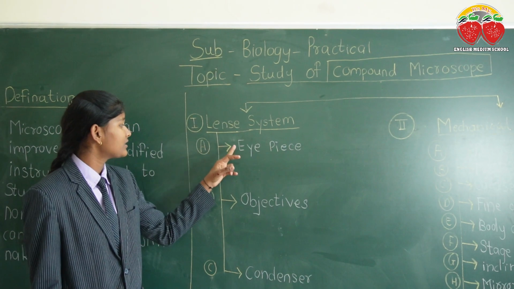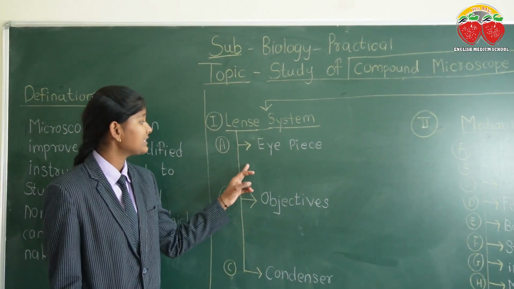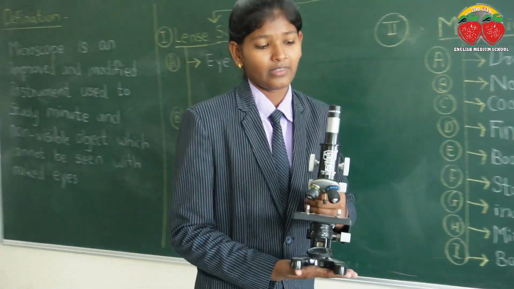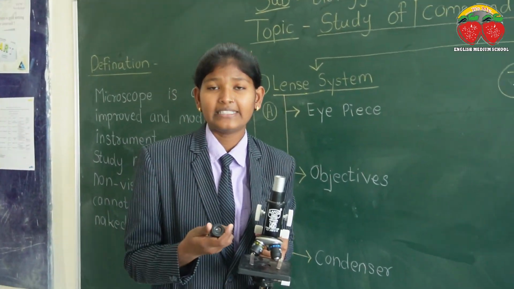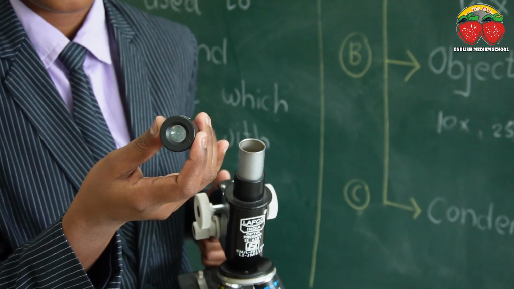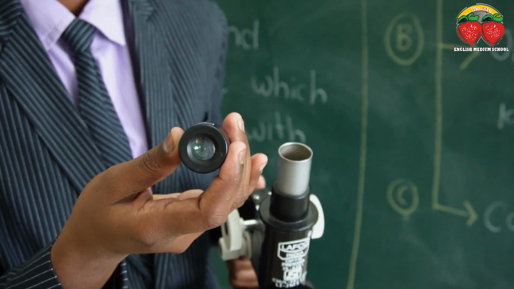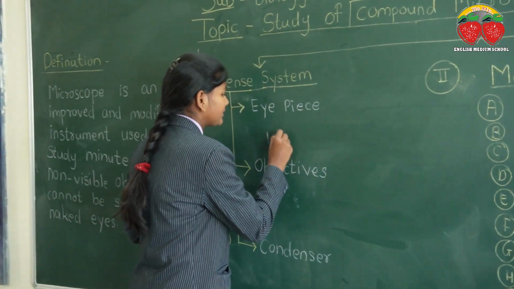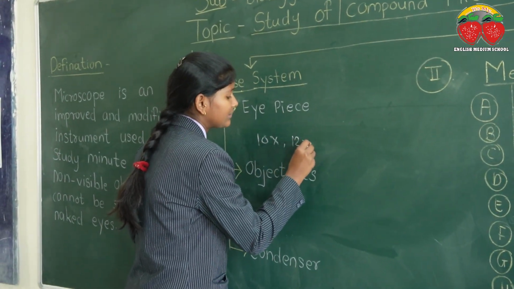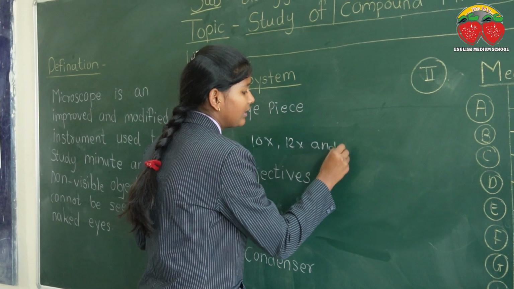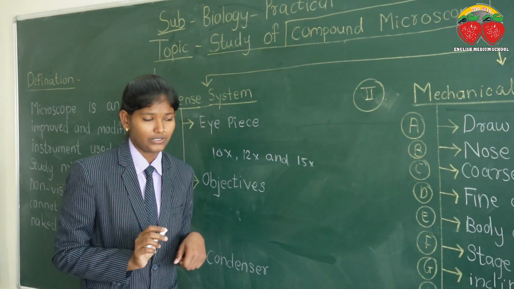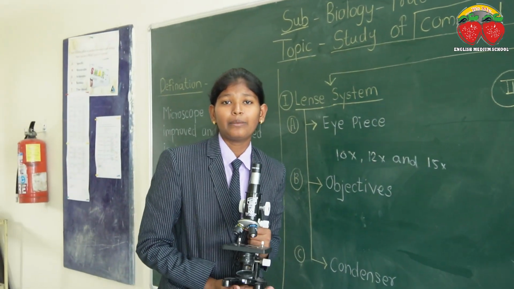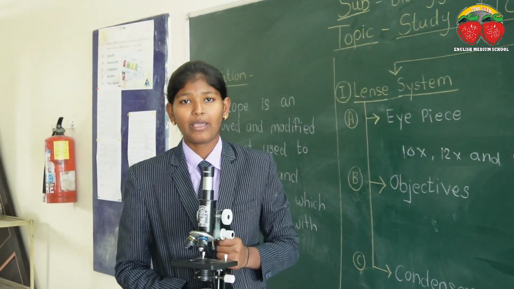There are three types of lens system. First, the eyepiece lens system. The eyepiece lies at the top of the body tube, which is generally of 10x, 12x and 15x magnification. As per requirement, they may be replaced by lower and higher magnification.